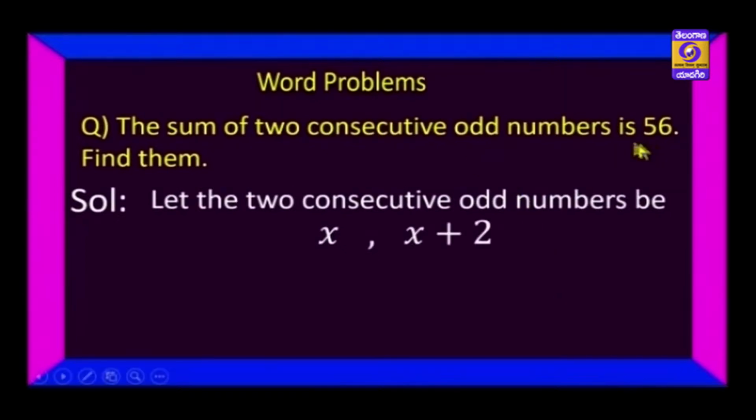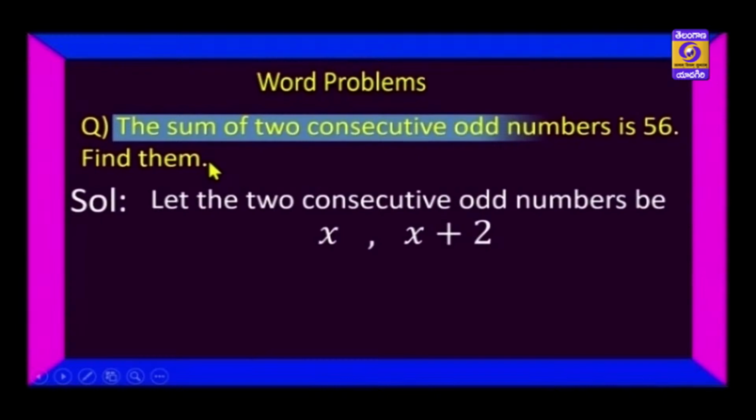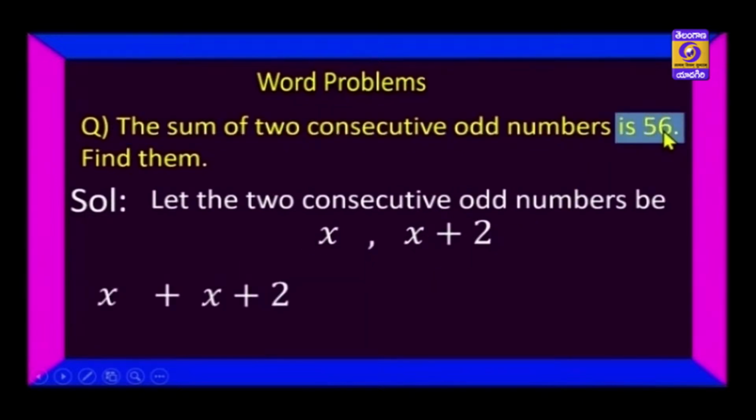And what is given in the question? The sum of two consecutive odd numbers. Sum means addition. So we add these two consecutive odd numbers, x plus x plus 2, and it is given in the question the sum is equal to 56. So we equate this to 56, and let us simplify this equation, and you can combine the like terms. x plus x is 2x, and plus 2 it is 56.